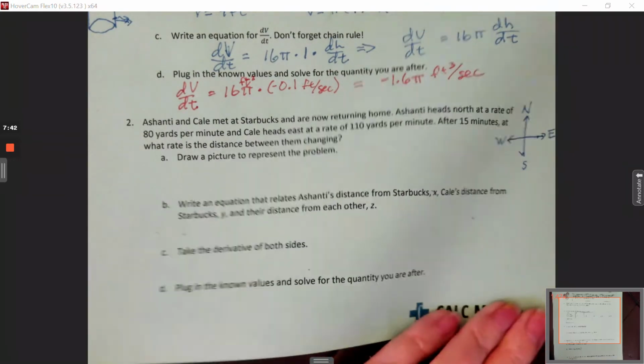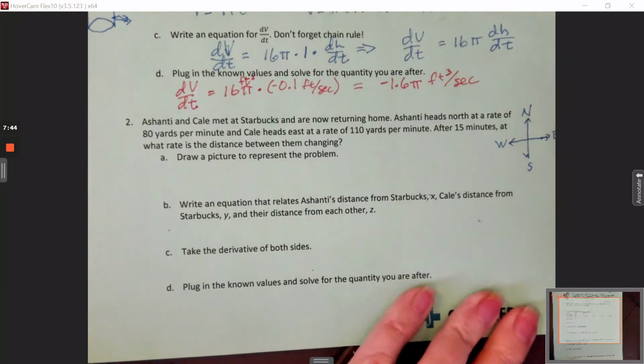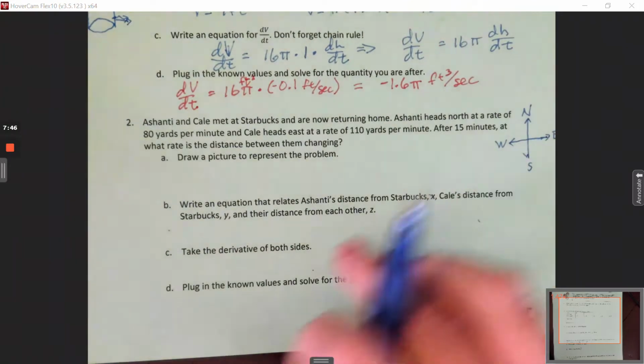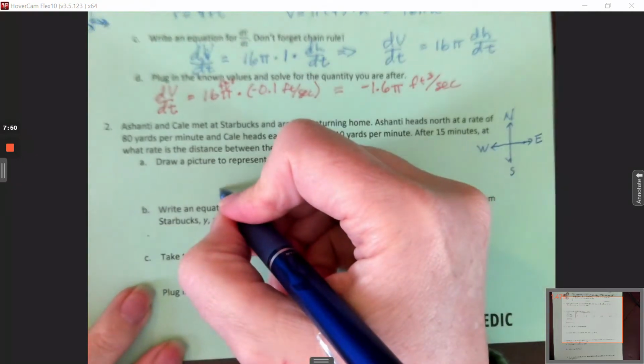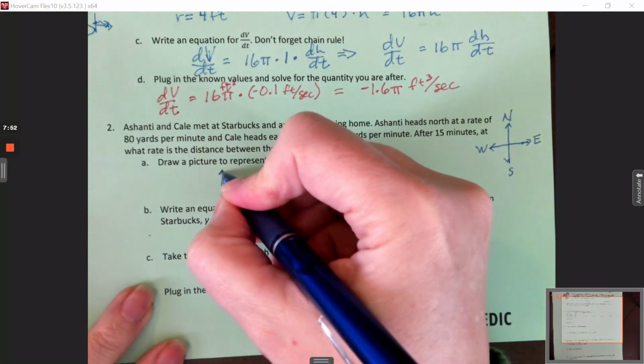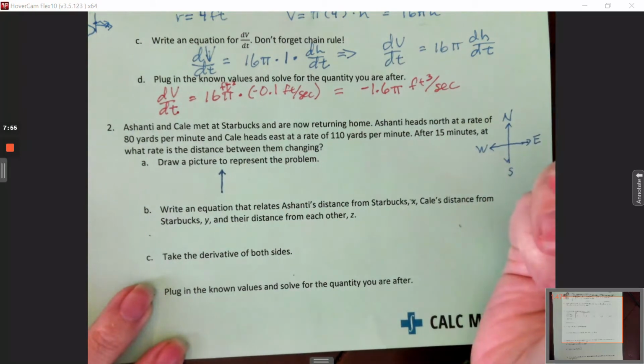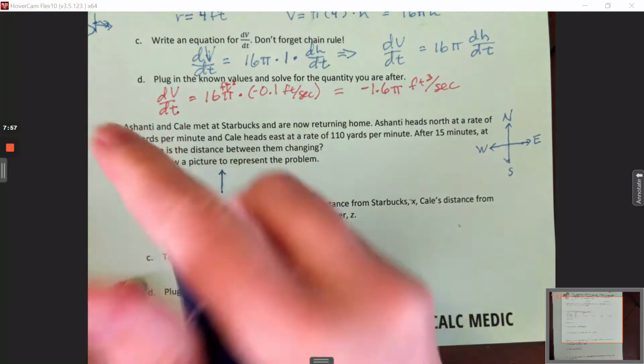So north is up and east is right. Okay. So draw a picture to represent the problem. So Ashanti's going this way at a rate of 80 yards per minute.